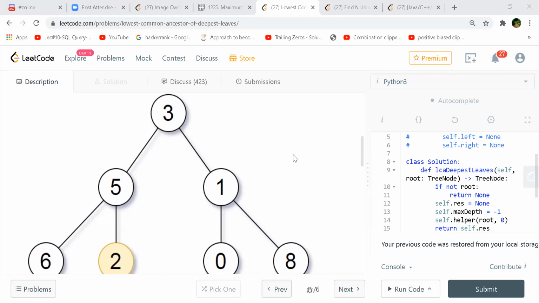No, the common ancestor of 6 and 2 is 5, right? But you are not going to return that because you still have to explore all the leaves of the tree. Right. So the first one we say, okay, the common ancestor of 6 and 2 is 5. And then we keep going and we say, okay, the common ancestor of 0 and 8 is 1. So how do we return 3?